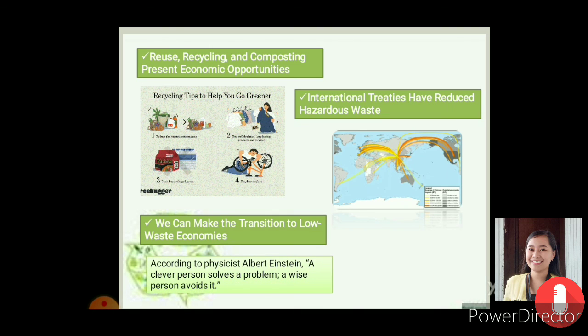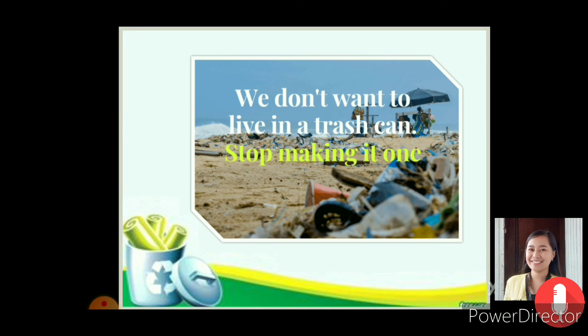According to the physicist Albert Einstein, a clever person solves a problem, a wise person avoids it. So before we end, let's focus on this quotation. We don't want to live in a trash can, right? So stop making it one.